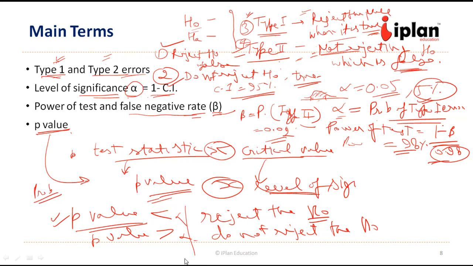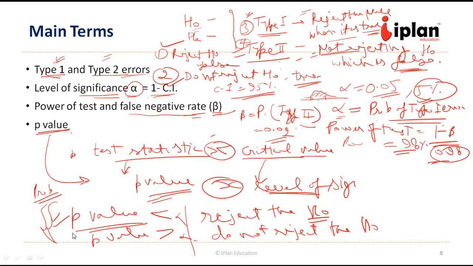So we need to remember p-value should be lower. So this will be always true. While this relationship between test statistic and critical value will depend on the distribution. For some distributions it will be greater, for some distributions it will be less. But for p-value the relationship is same. So we need to remember this.